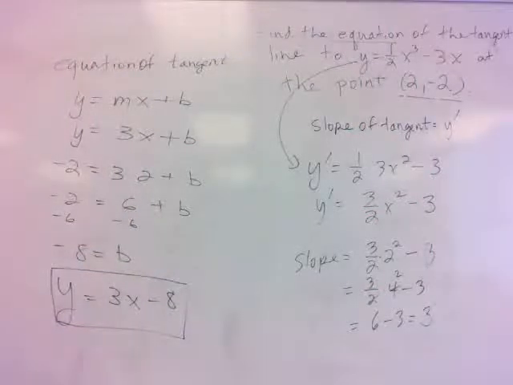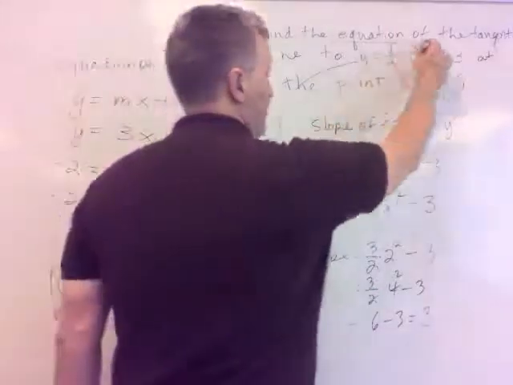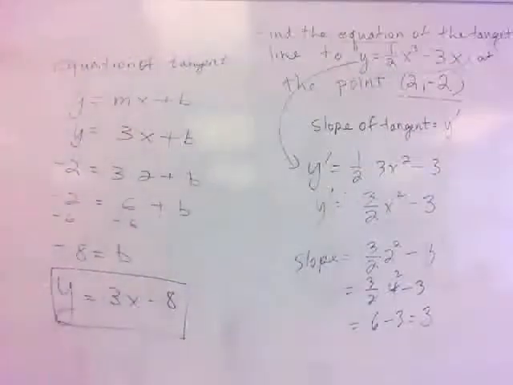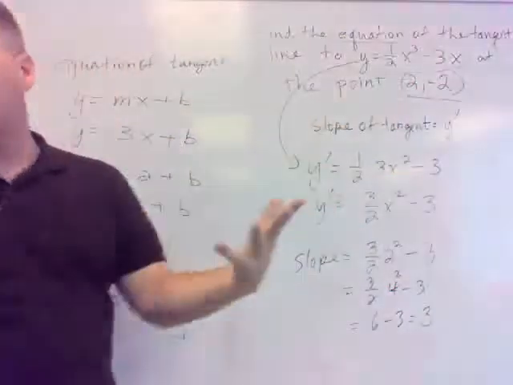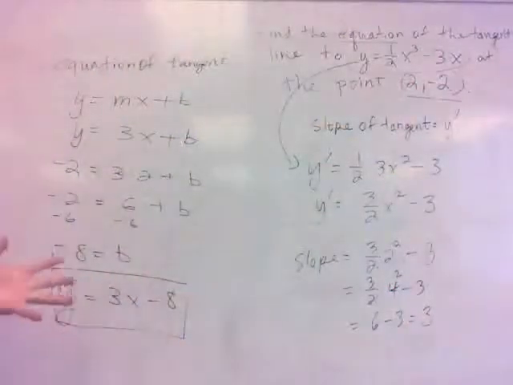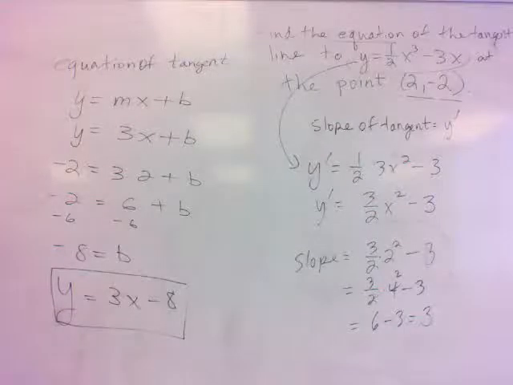So the equation of the tangent line is 3x minus 8, since b is -8. So if we were to graph 1/2 x cubed minus 3x and graph 3x minus 8, we should see it running tangent at 2, -2. They'll probably ask you to do that, graph both of them, and see that you got it. Pretty accurate.